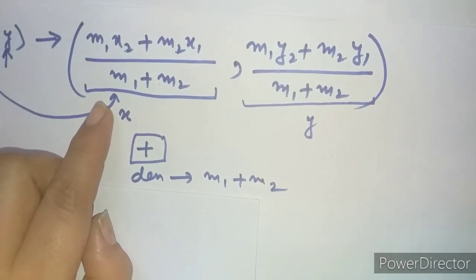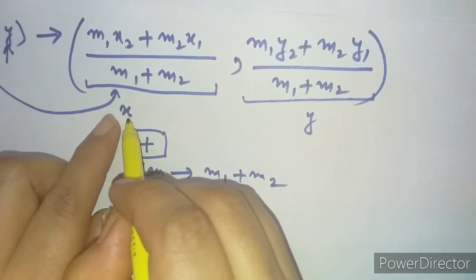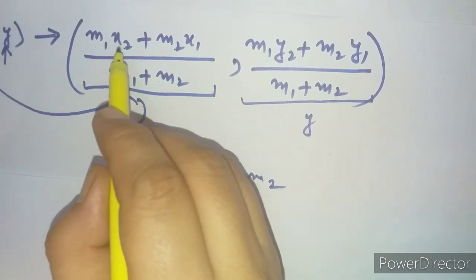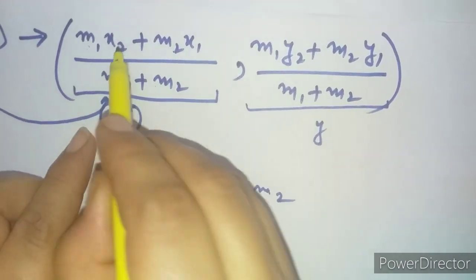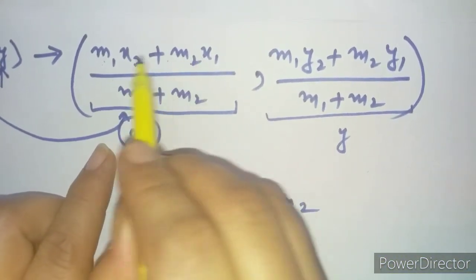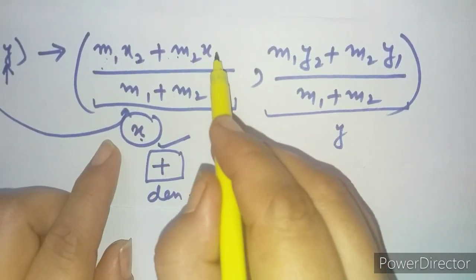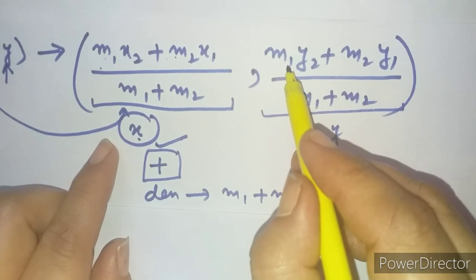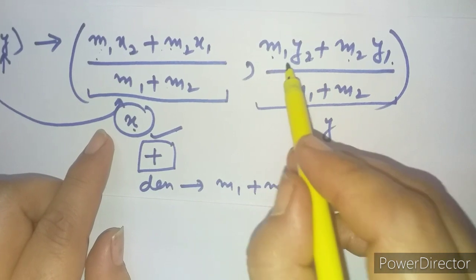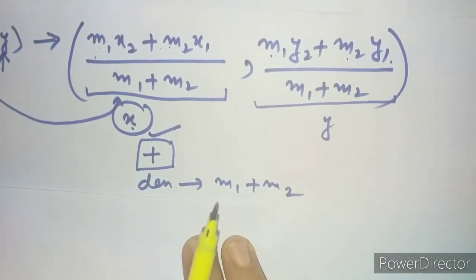Now the third important hint is how to learn the numerator part. Whenever we have to write the value of x, the numerator contains only the x coordinates: m1 x2 plus m2 x1. See clearly, this is x only. There is no mention of y when we are talking about x. And in the second part, we have m1 y2 plus m2 y1, meaning no mention of x in the case of y.